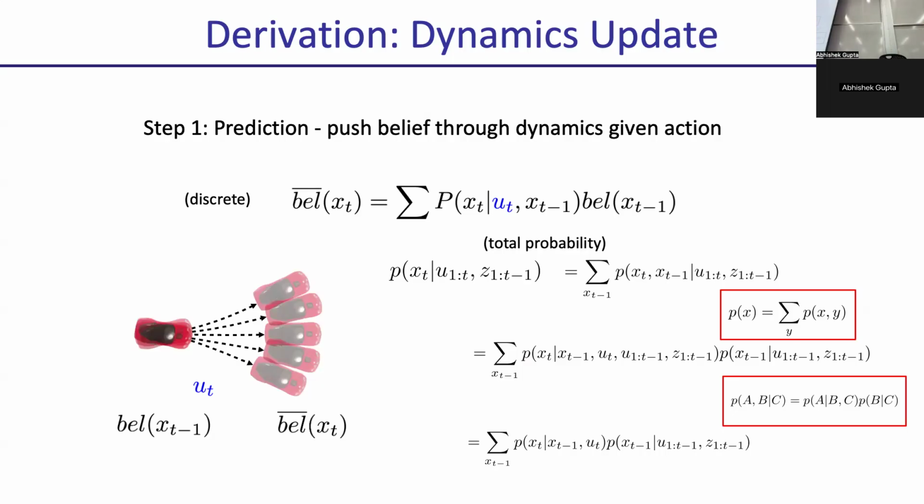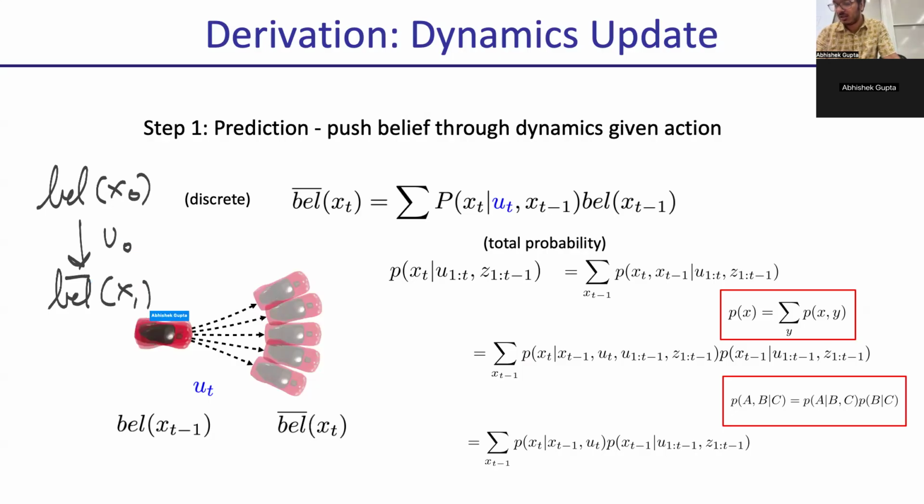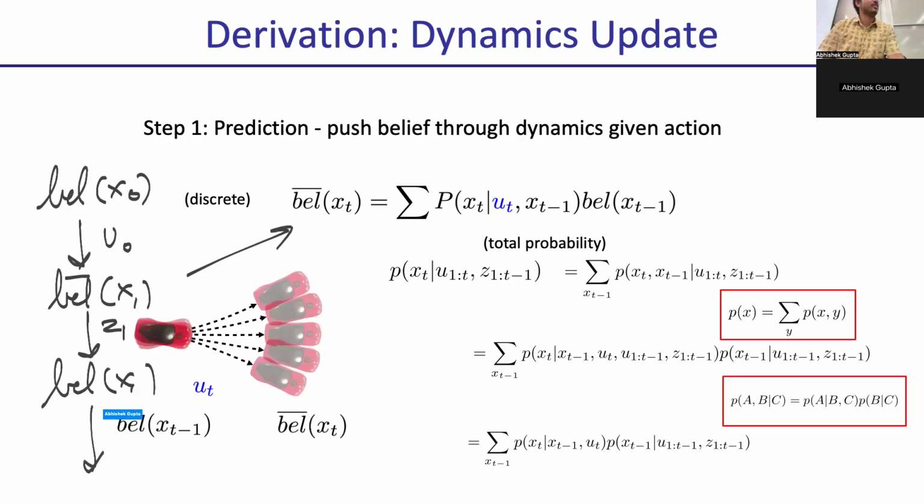The way this works is that I start with belief at x0, some defined guess of where I might be. Then I take an action u0, and I get to belief bar of x1 using this update. Then I take a measurement z1, and I go to belief at x1. And then I repeat it again. Every time I take an action, I perform this update, given my current estimate of belief.